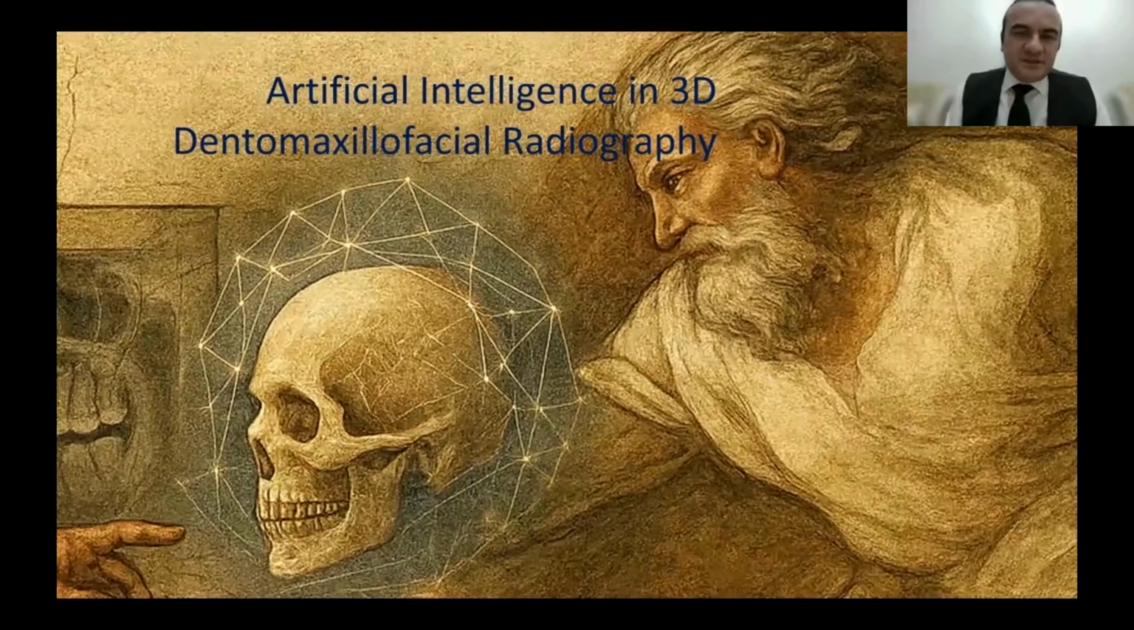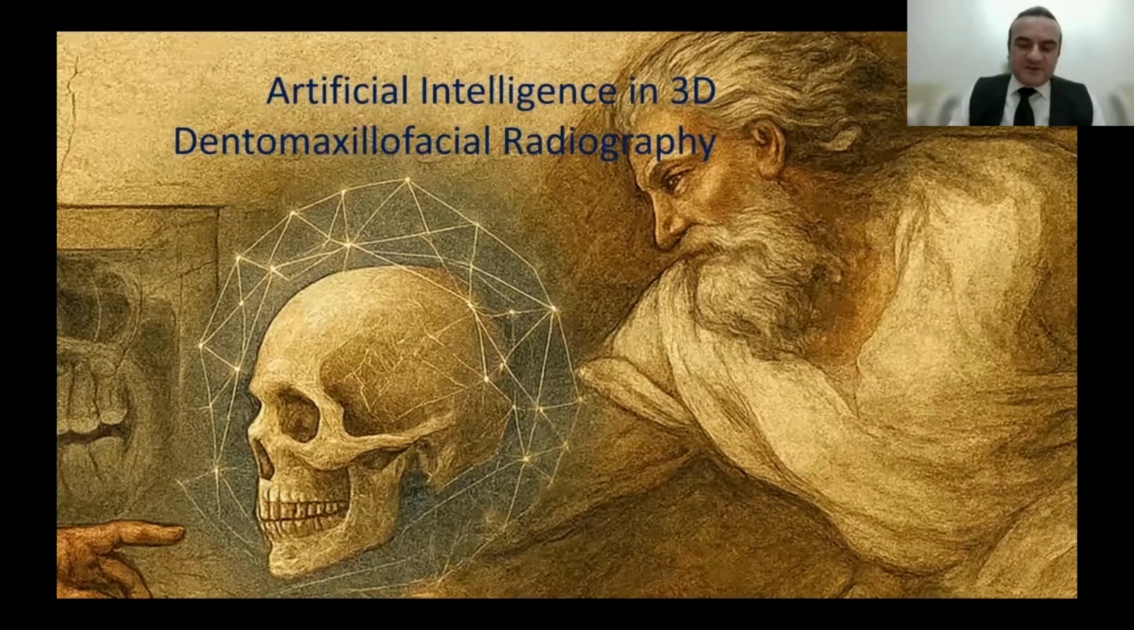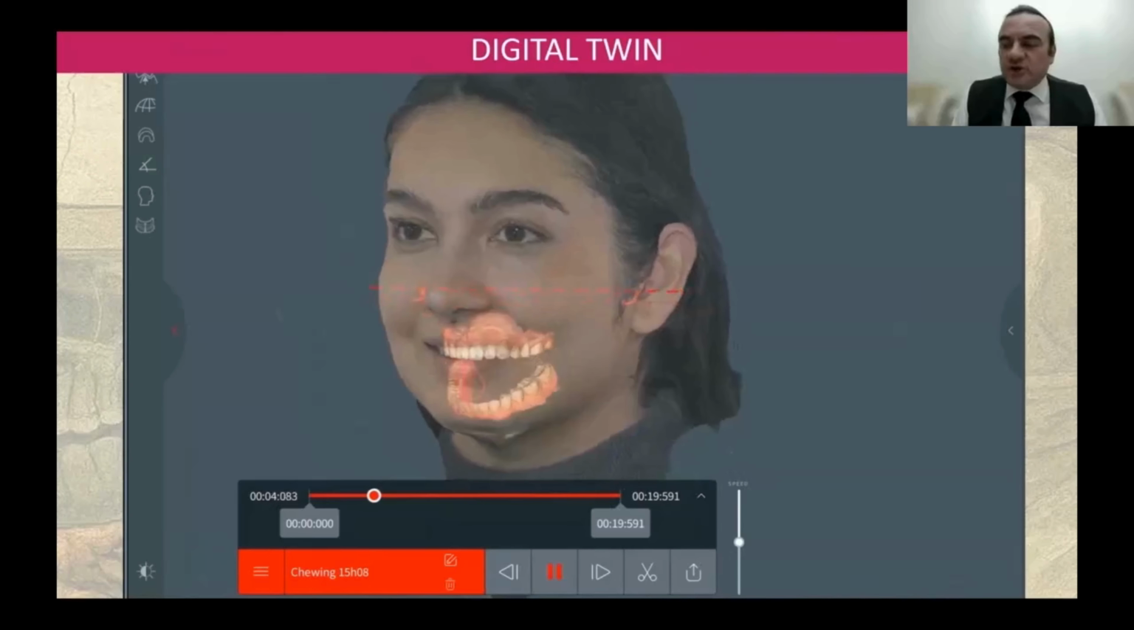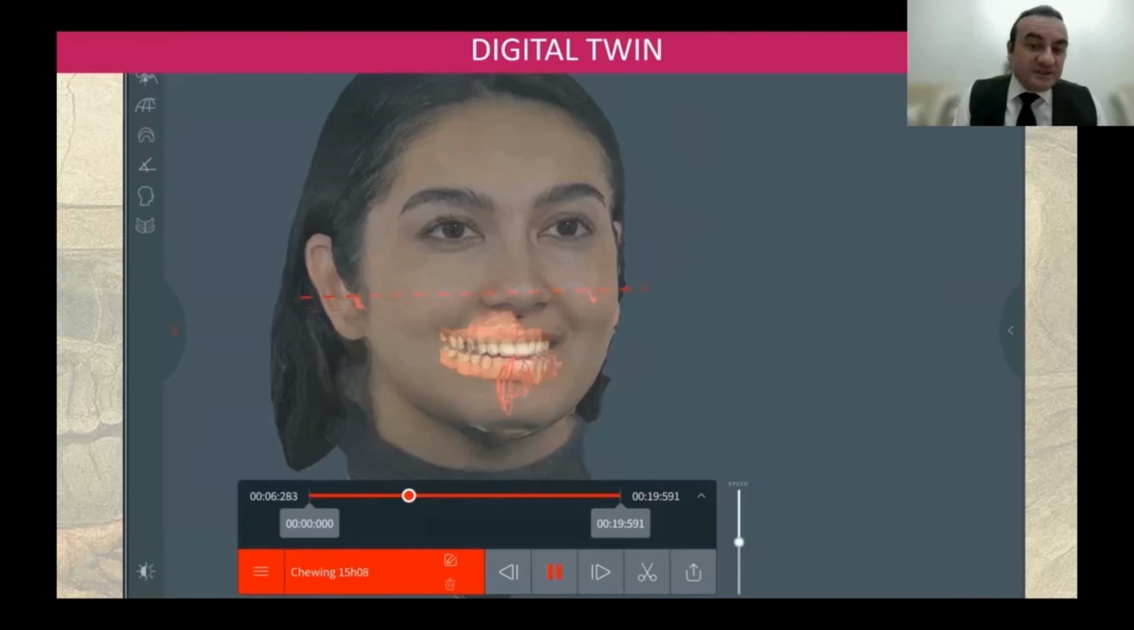So let's jump to artificial intelligence in 3D in dentomaxillofacial radiology, and what we are using so far. There is a term called the digital twin. In the digital twin, we can scan the patient on the CBCT, we can scan with the intraoral scanner, we can do a face scan, and we can make the segmentation, and the fusion of all these modalities, to create a digital twin.